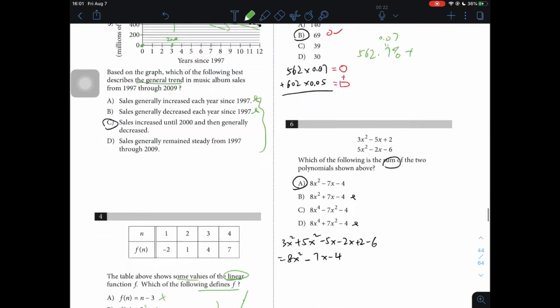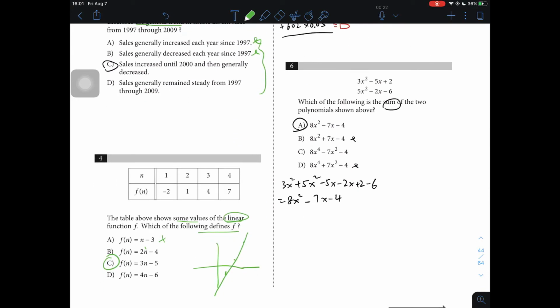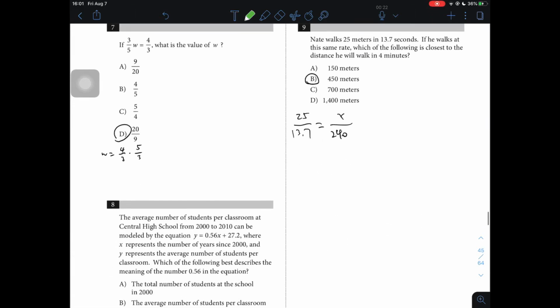Go to C. And for number 6, this is a very typical polynomial question. You just add them together and be careful with the sum or difference because that would trip you up. As you can see, I just write them out together in decreasing power order: the highest power square, first power, constant. Just add them together and you find the answer and you click A.